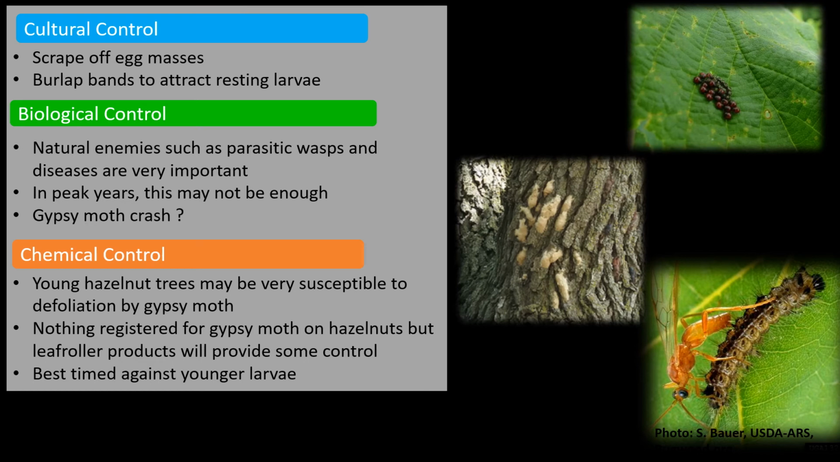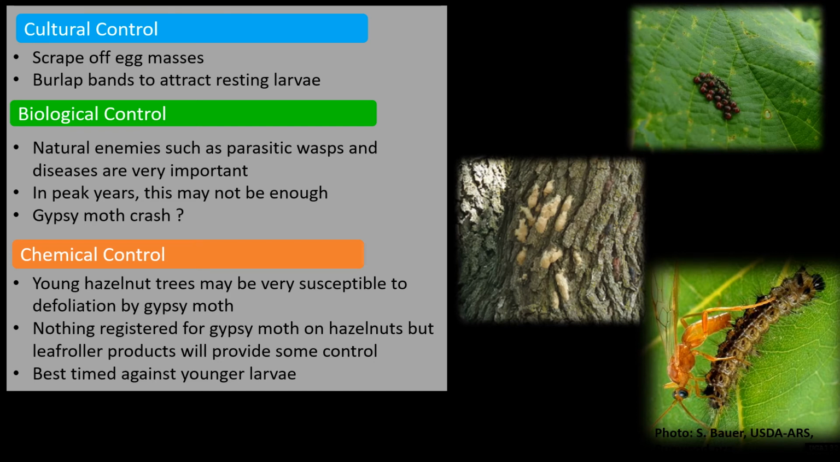There are a few cultural controls you can use for gypsy moth on hazelnuts in the winter. If you had a bad outbreak the previous year, you can look for the egg masses and scrape them off the trees before they hatch the following spring, although there will still be gypsy moth blowing in from other regions.